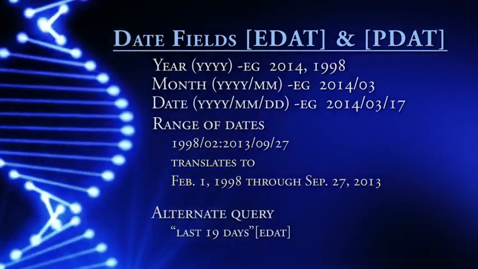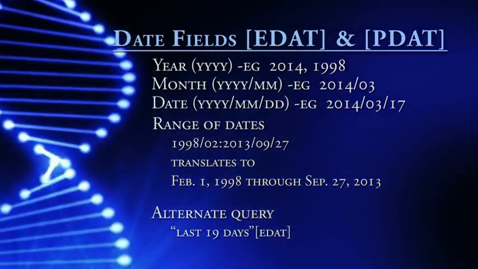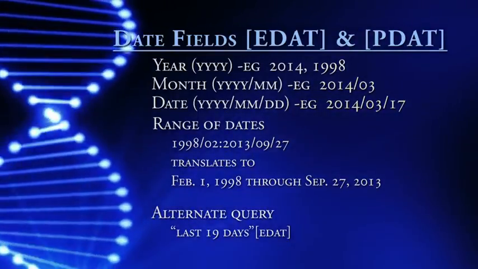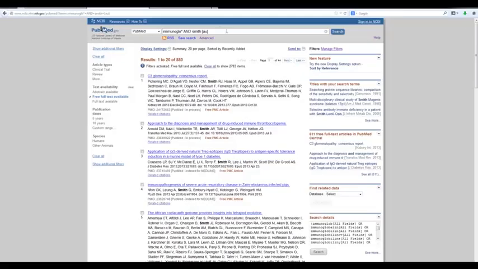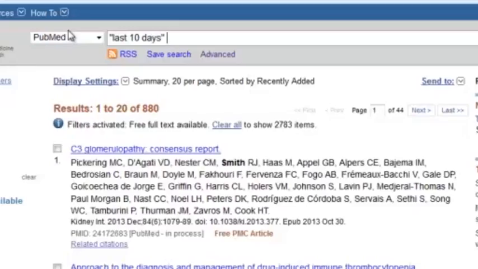An alternative type of date search is "last 10 days" in quotes, [EDAT]. Of course, the number can vary. So, for example, if I had heard about a paper that was submitted to Nature within the last 10 days, I would type "last 10 days" in quotes, [EDAT]. I know that it was submitted within the last 10 days, not with a publication date within the last 10 days, and Nature [journal]. That limits the search to the journal Nature.